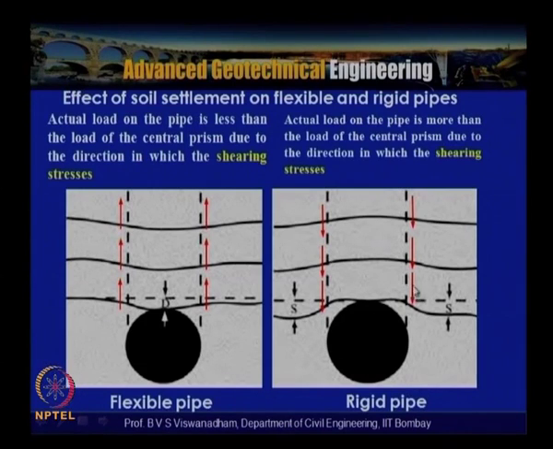Similarly, here the actual load on the pipe is more than the load on the central prism due to the direction in which the shearing stresses are acting. So, here the actual load on the pipe is more than the load of the central prism, that means the self weight of this prism, because of the direction in which the shear stresses are acting. So, in this case you can see that the surrounding soil is settling more than the structure under consideration, that is nothing but a rigid pipe.